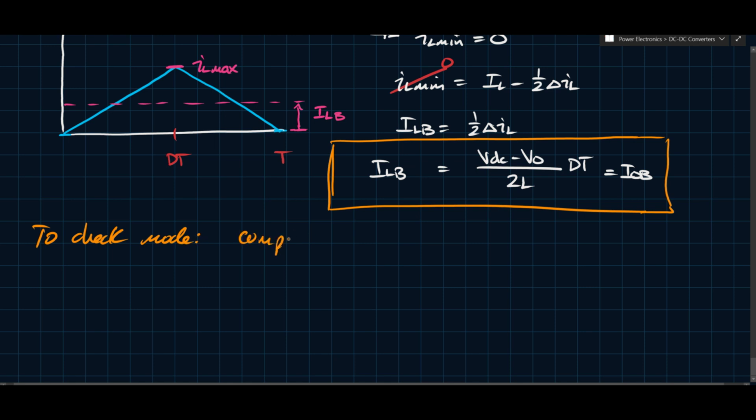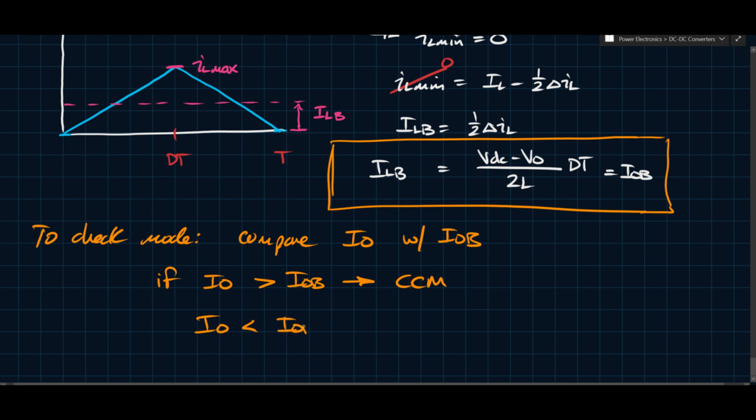compare IO with IOB. If IO is greater than IOB, then this is CCM, this is continuous. And if this is less than IOB, then, well, this is greater than or equal to, because the boundary is still technically continuous. And then if it's less than, then it's DCM.